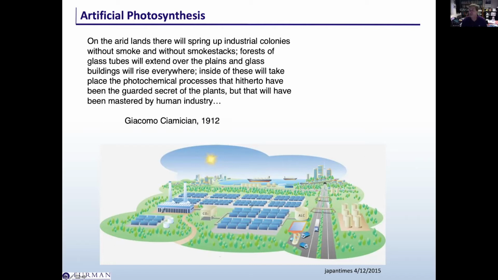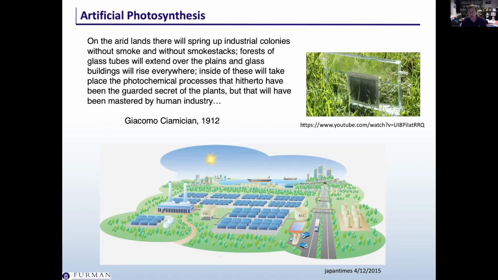We know what plants are doing, but have been mastered by human industry? Not yet. And I bet you that Giacomo Ciamician in 1912 thought that within 100 years, we'd be further along than we are. It's not that we haven't tried. It's that this is really difficult chemistry, right? And so those of you that are students out there, we need you to help us solve these, right? Lots of chemical problems out there to help us solve.